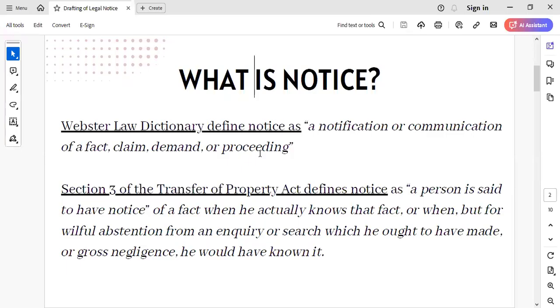But when you come to the law, you have to be very clear. Where is notice defined in our law? The term notice is defined under section 3 of the Transfer of Property Act. So you will be getting this Transfer of Property Act in semester 3.